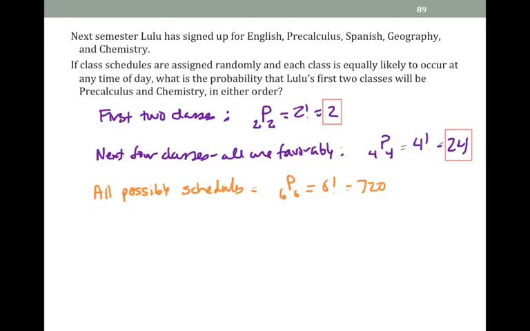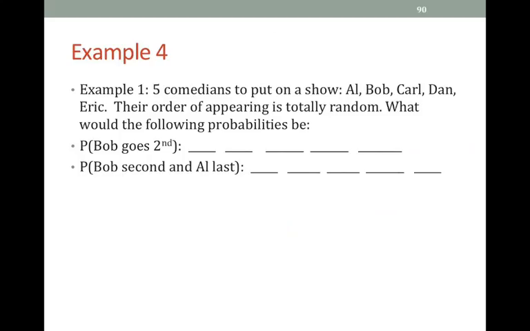So using the fundamental counting principle, we've got 2 possibilities for the first 2 classes and then 24 for the next 4. We multiply those out to get all of the favorable combinations and divide by 720, which is our number of possible schedules, to get 0.067. So that's our probability of the first 2 classes being chemistry and pre-calc.